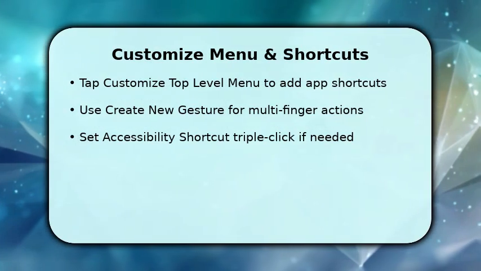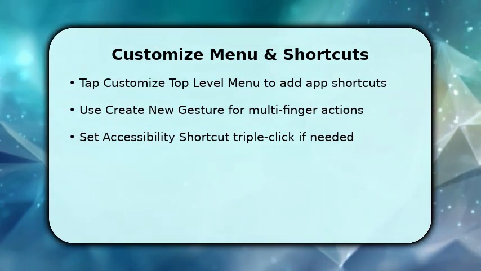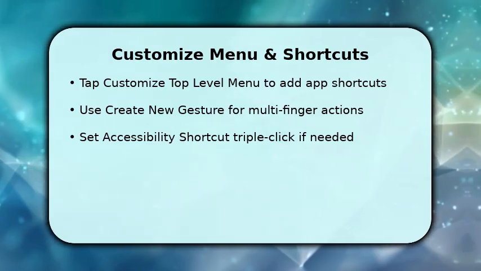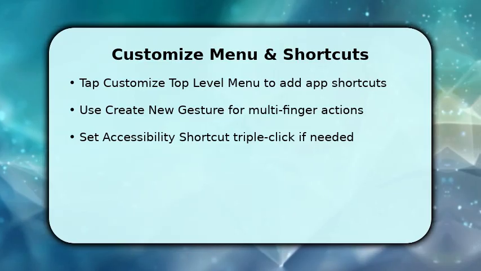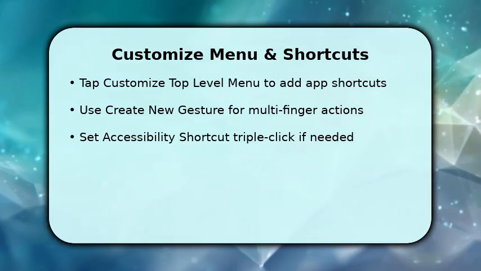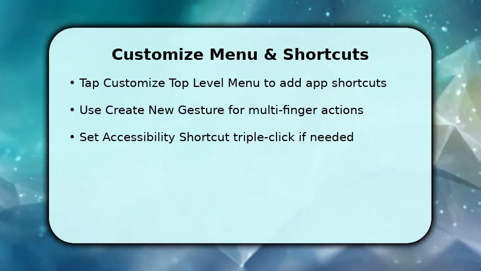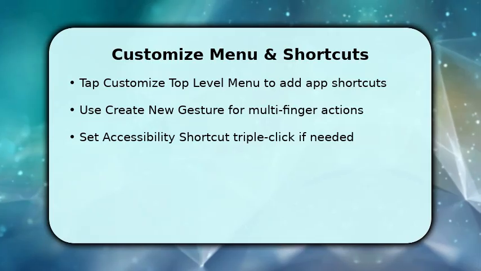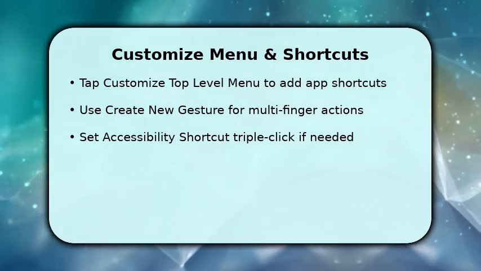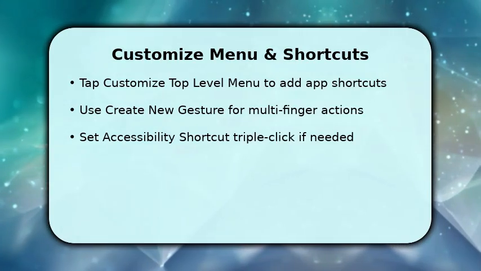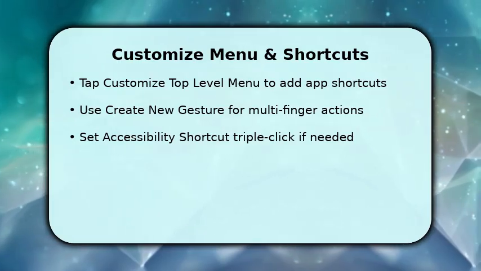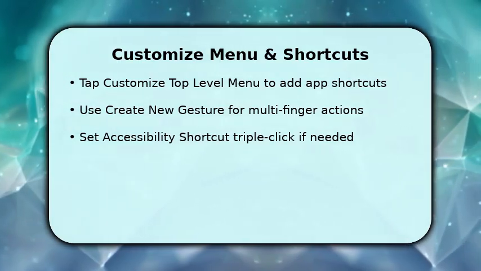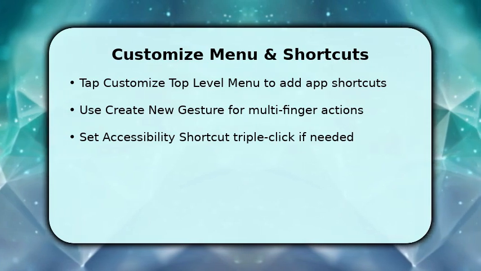Next, customize the menu so AssistiveTouch speeds tasks in the App Store and other apps. Tap Customize Top-Level Menu to replace icons with actions like Home, Notifications, or Custom Shortcuts. This reduces navigation time. If you need multi-finger gestures for swipes or pinch, create a new gesture and save it. Also, set the accessibility shortcut to triple-click the side button so you can enable or disable AssistiveTouch fast. This saves time when switching between tasks.